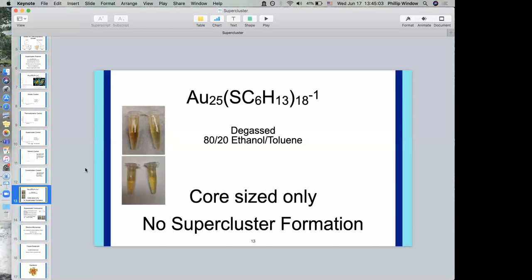It's something that I could easily try with a different system, because I've worked with gold 133 a lot as well, and you can change ligands around a little bit more on that. Even 144, we can make that with alkane thiols, and that would be a great system to try as well, since I've got some of that sitting on my desk. It's something that could be investigated pretty easily, actually.